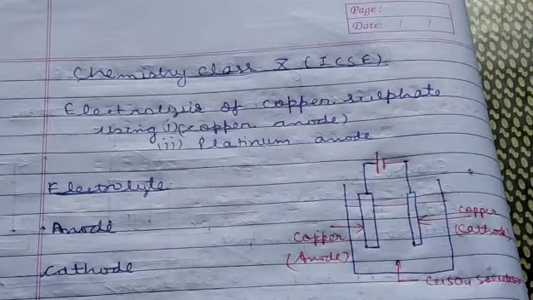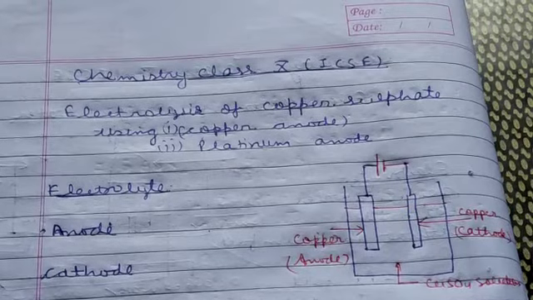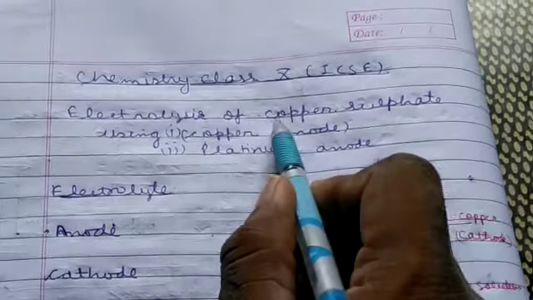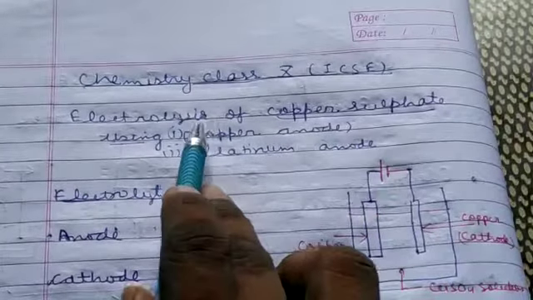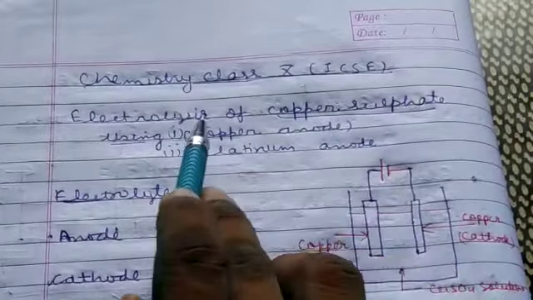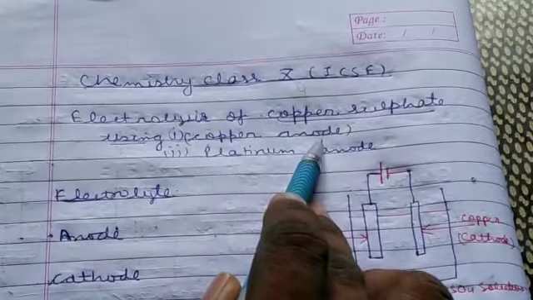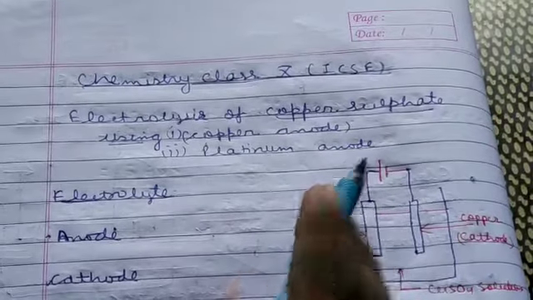Hello friends, I am Ajit Agarwal and in this class of chemistry, we will discuss how electrolysis of copper sulfate takes place. You are provided that you have to do electrolysis of copper sulfate while you are using copper as anode and while you are using platinum as anode.